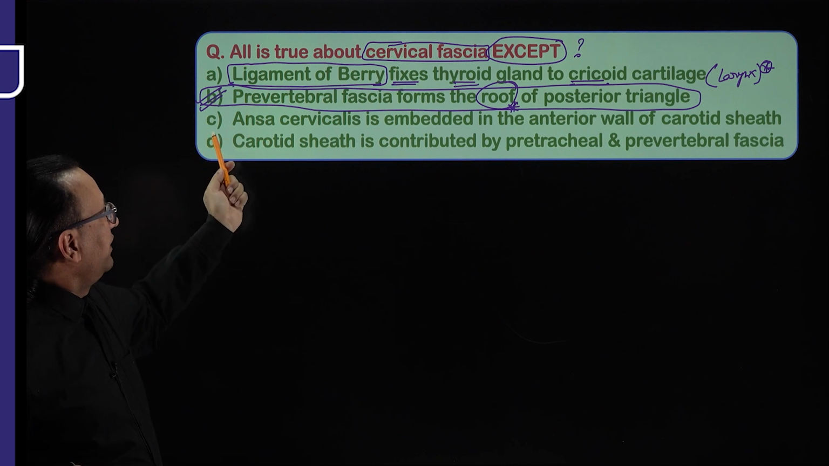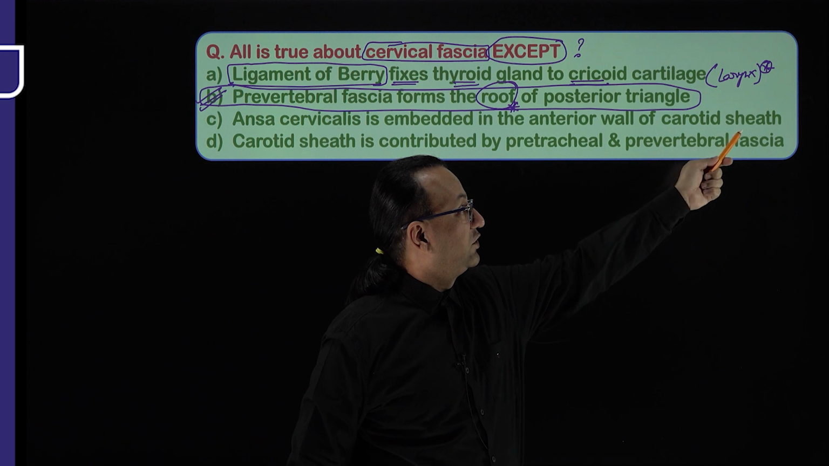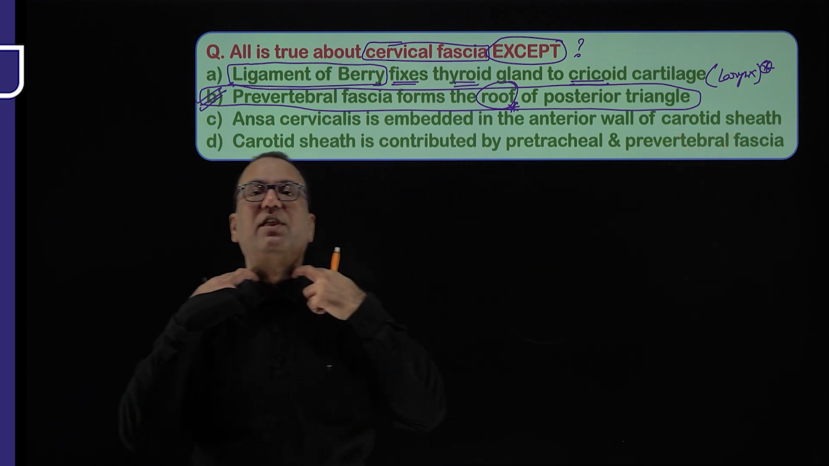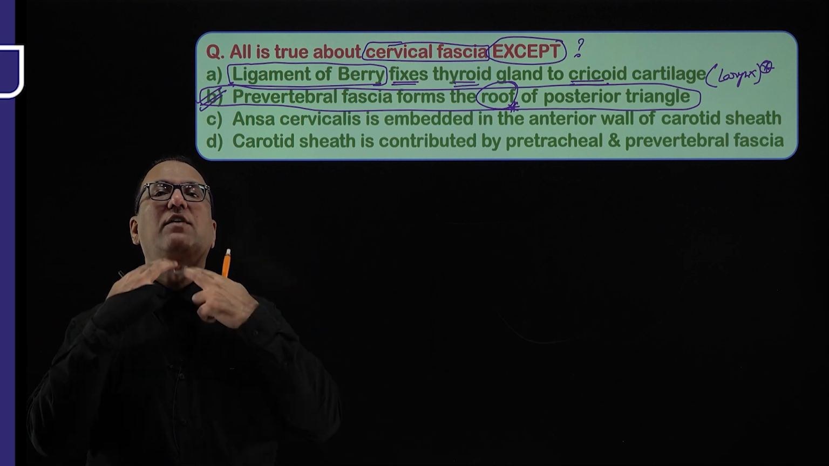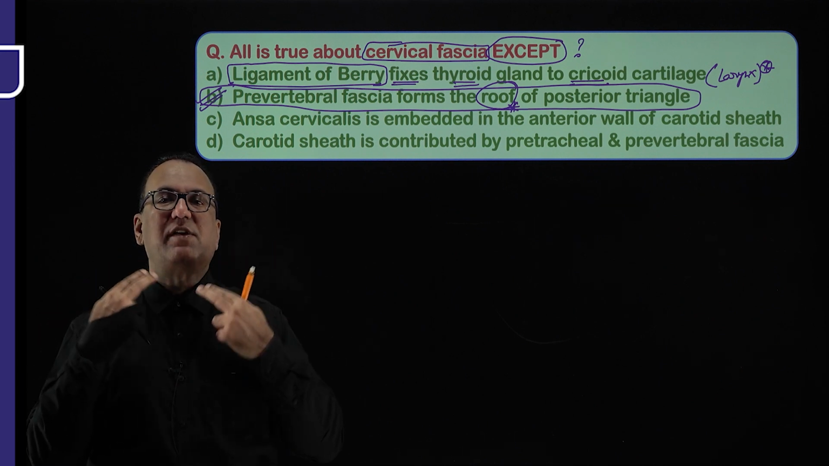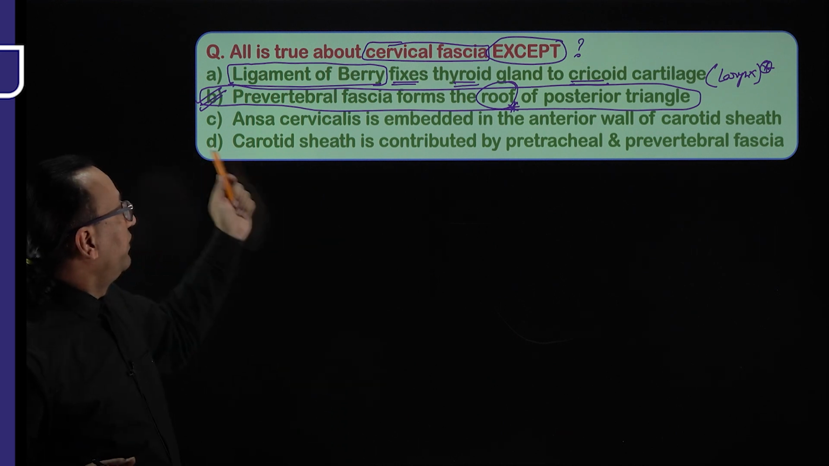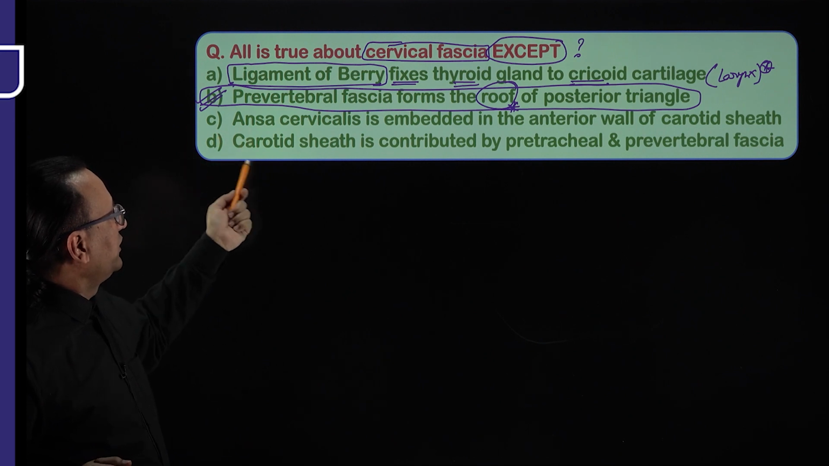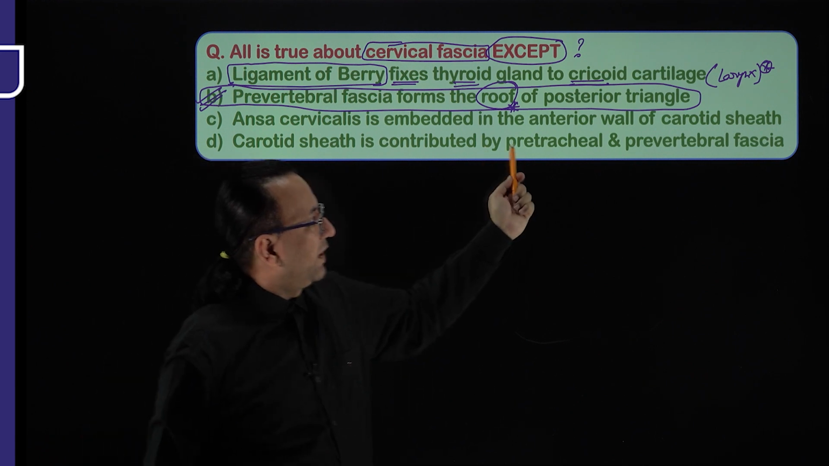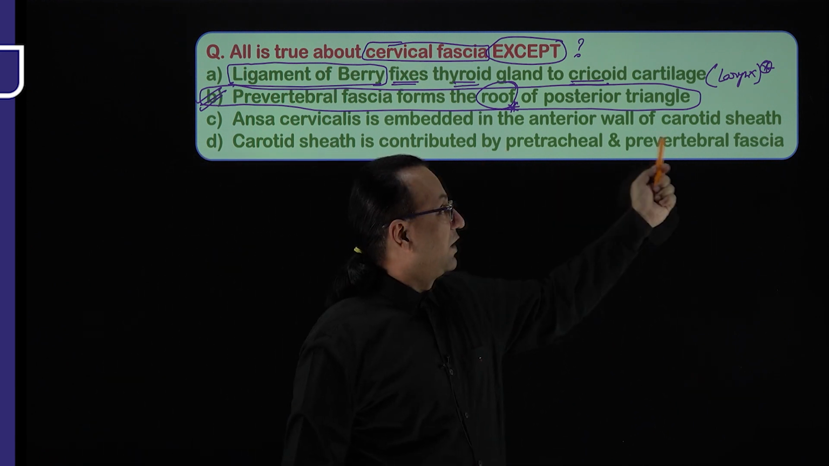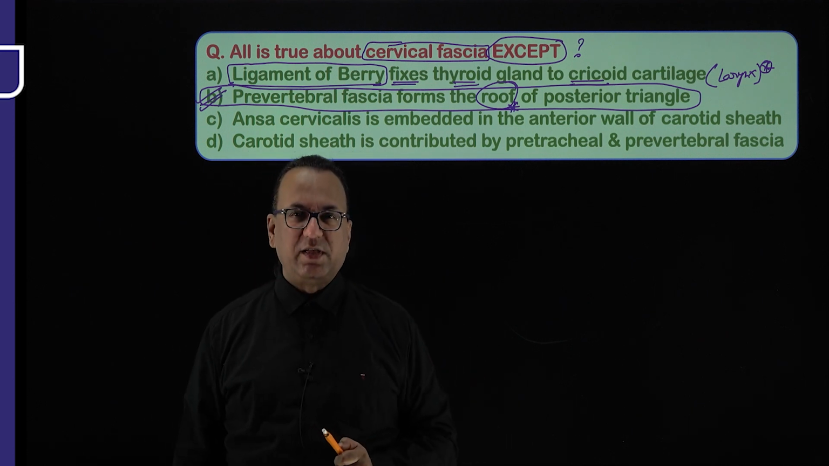And we already have discussed that the ansa cervicalis is definitely embedded in the anterior wall of the carotid sheath, and there it was supplying some of the muscles like we have discussed: sternohyoid muscle, omohyoid muscle. These muscles themselves are covered by the muscular layer of pretracheal deep cervical fascia. So no problem with choice number C, and even no problem with choice number D, because this carotid sheath is not only contributed by the pretracheal layer and the prevertebral layer, but also by the investing layer of deep cervical fascia, the 3 layers of deep cervical fascia.